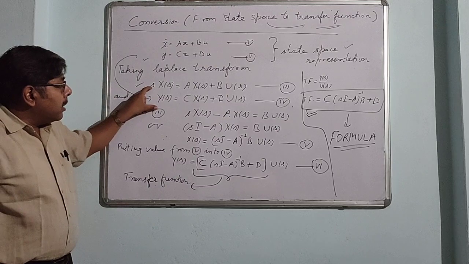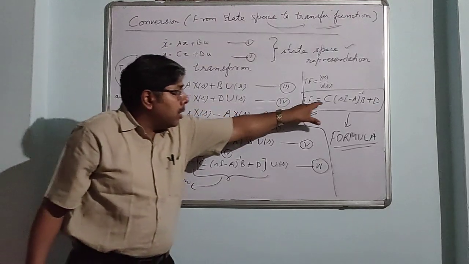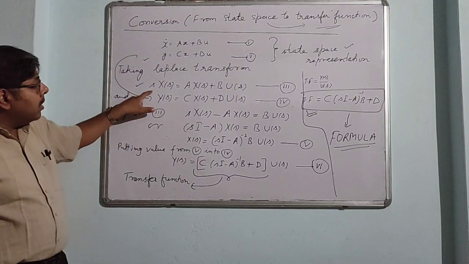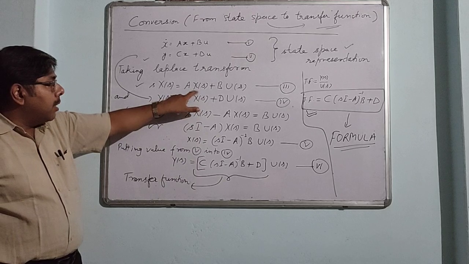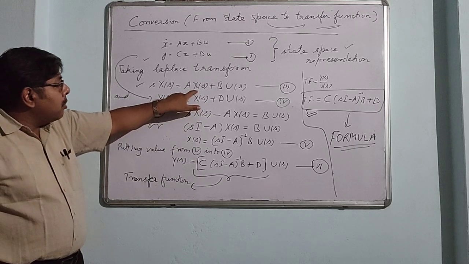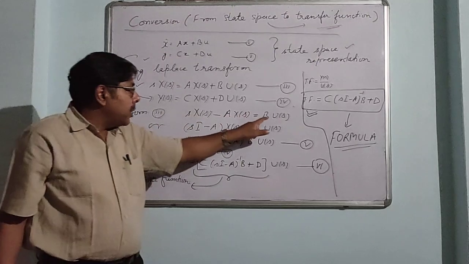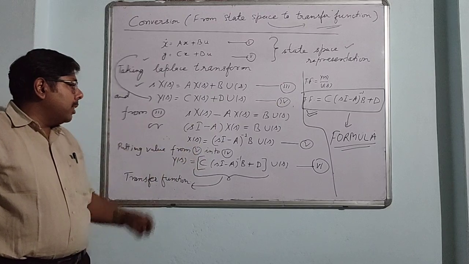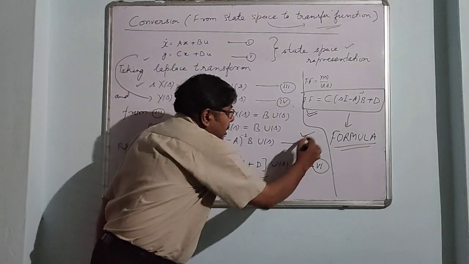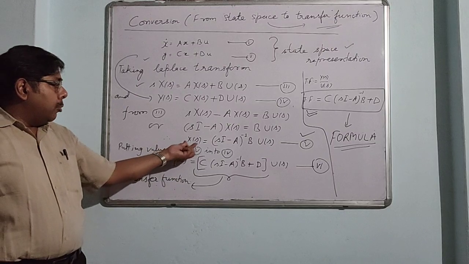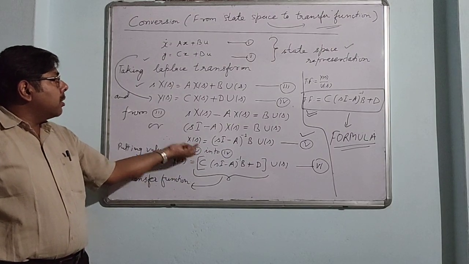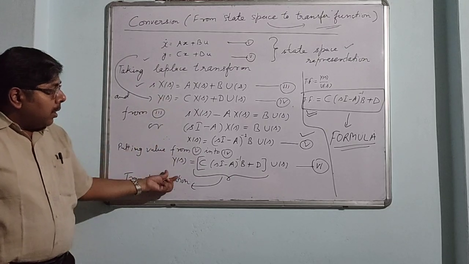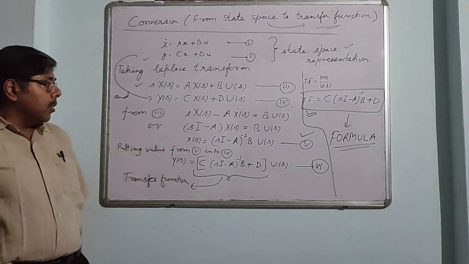Now from these two equations, we can find out this expression of transfer function. From this one, we can write, so transfer this term of input to the left side. This is the expression. Then we can take common of this expression. And this is the equation number 5. And you can put this value of X(s) into this fourth equation. Then this fourth equation becomes like equation number 6.